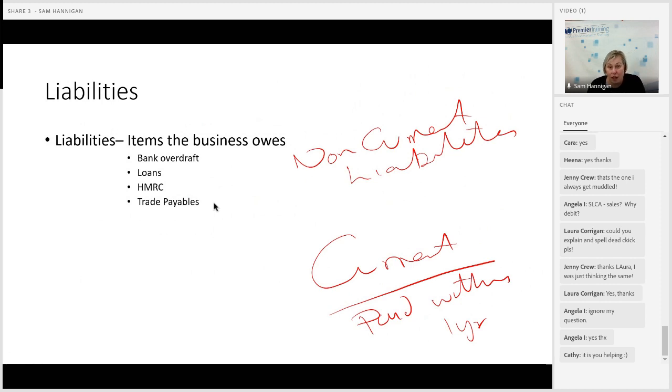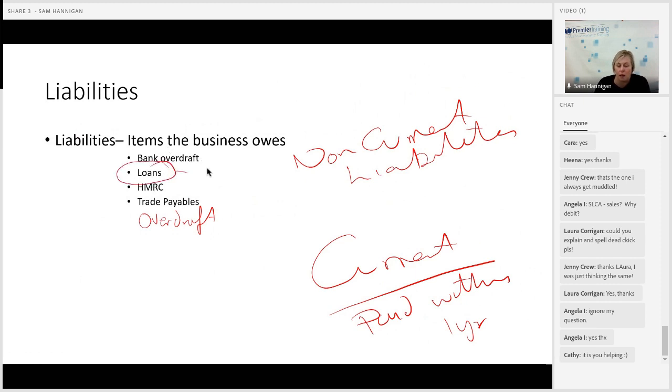HMRC is not going to wait for their money. Also in there, under current, you could have a bank overdraft. The bank can ask for that overdraft to be paid back at any time. So if there's no money in and they're using the bank overdraft, then that's a current liability. I've got that there.